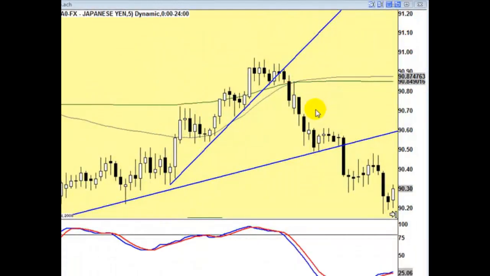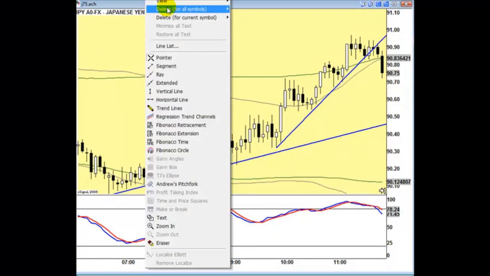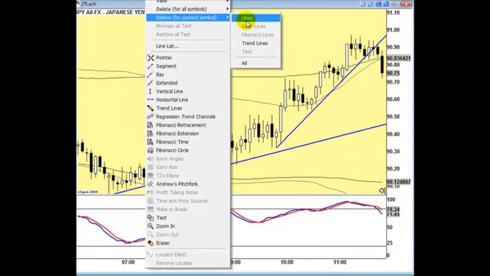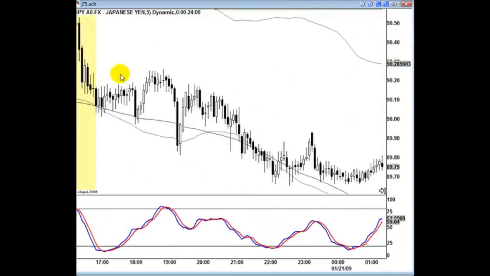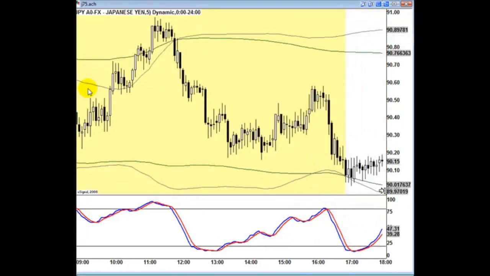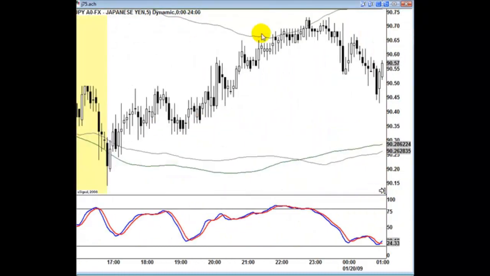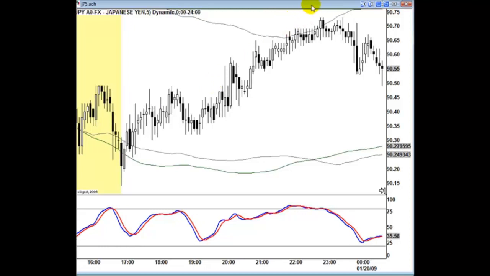Let me just do another one perhaps. Let's look for another trade. Well, let's take this one. I want to find a valid trade for you. And there's one right there. This is during the Asian session, so it's not during my trading time frame.